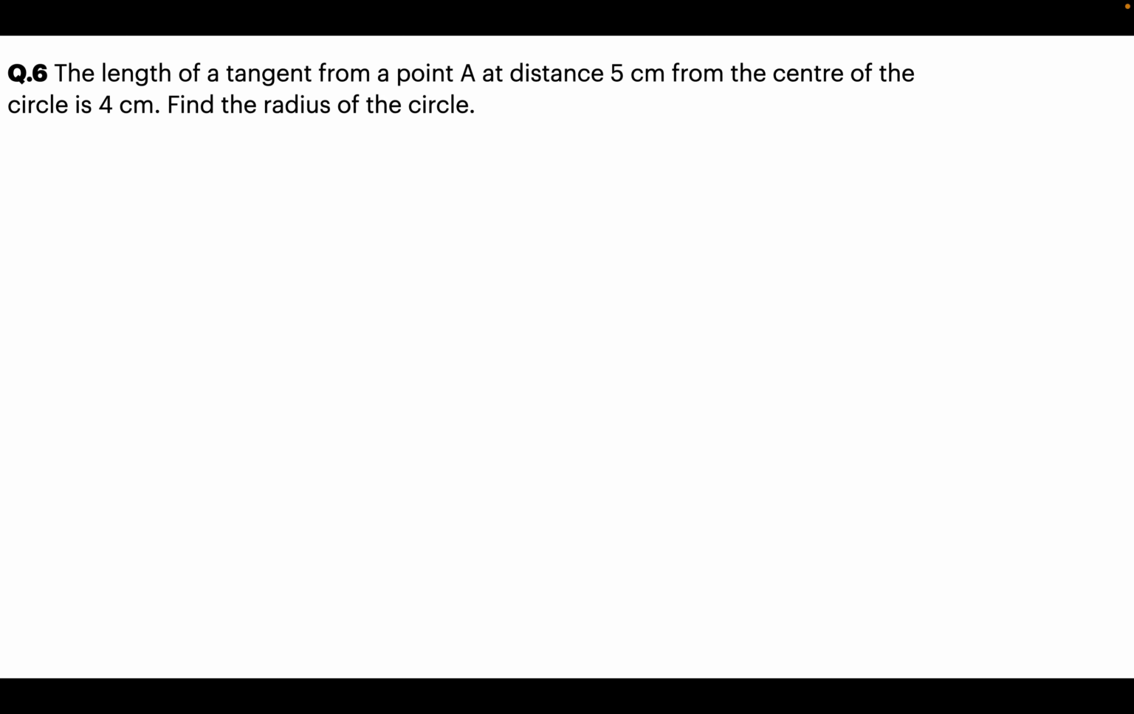Question 6. The length of a tangent from a point A at distance 5 centimeters from the center of the circle is 4 centimeters. Find the radius of the circle. Okay, let's draw the circle first, then locate its center. And this says the length of a tangent from a point A at distance 5 centimeters from the center of the circle. So a little twisted language here.